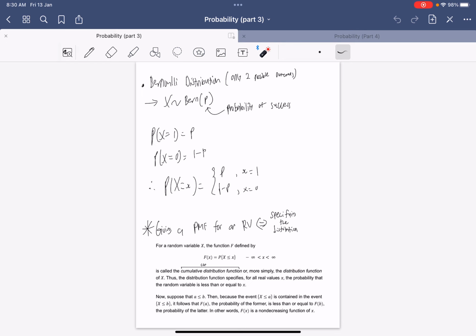And with that, we want to say that the event that X is less than or equal to A is contained within the event that X is less than or equal to B when A is less than or equal to B. And so the cumulative distribution function is a non-decreasing one.